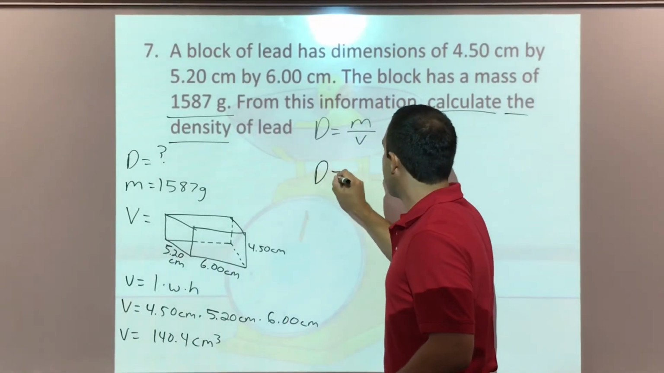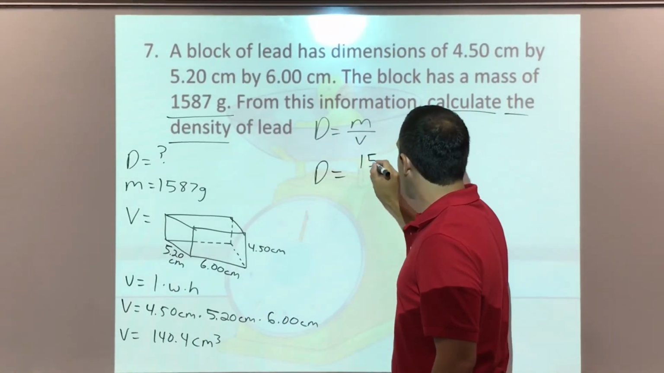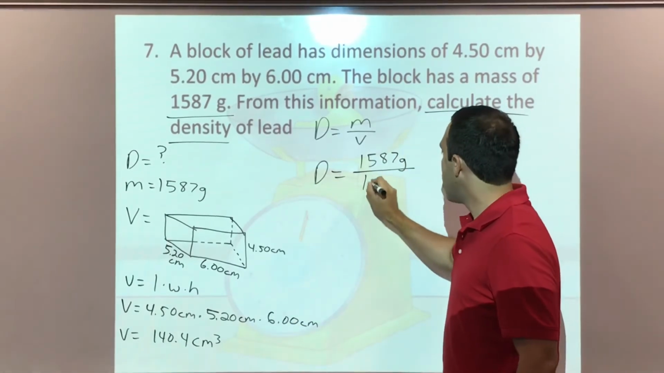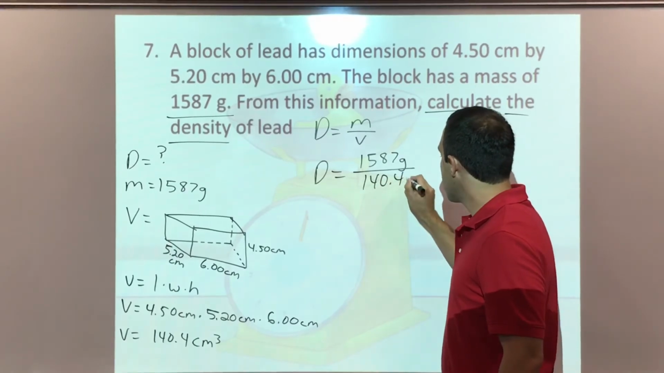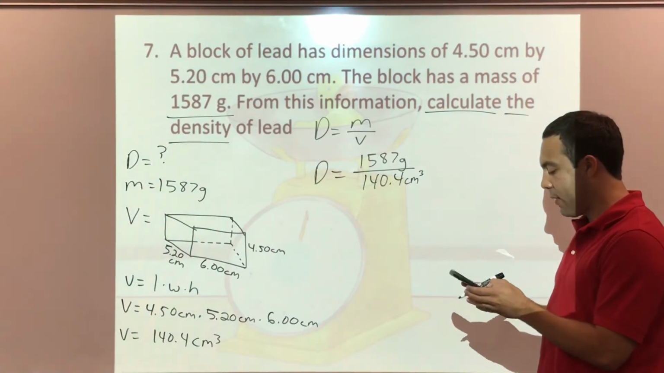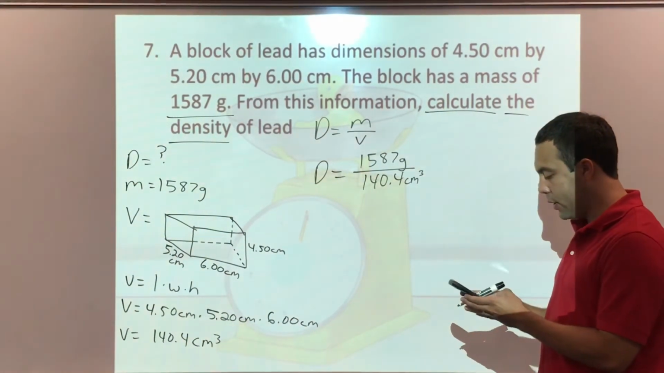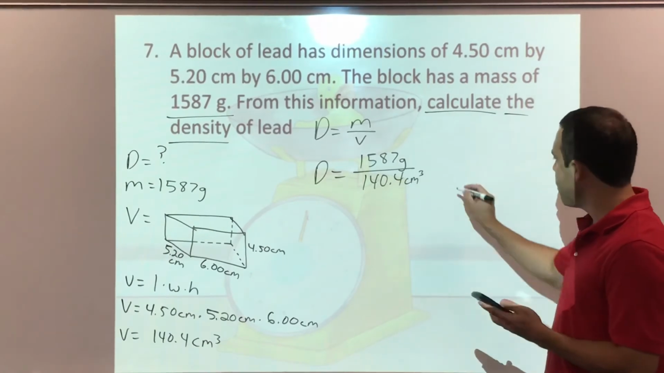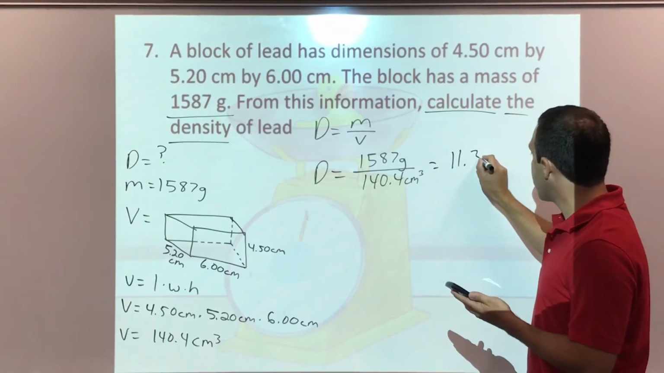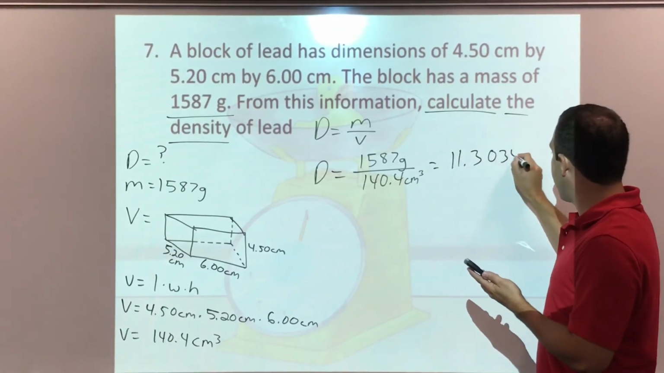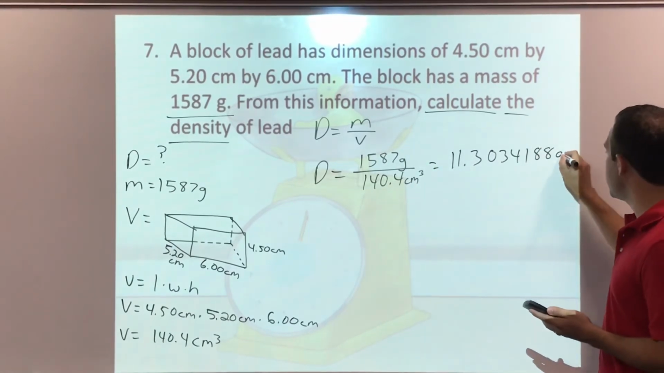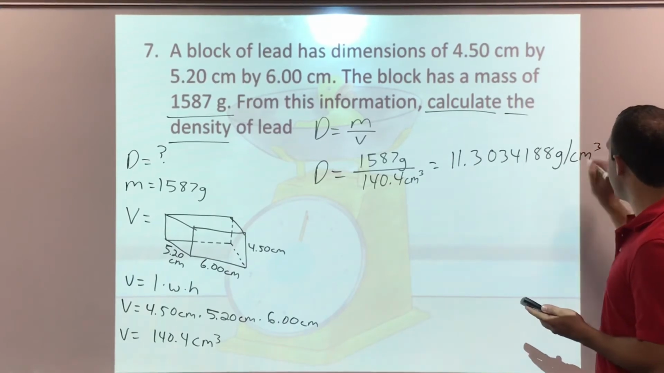So we plug in. D, we don't know, that's what we're trying to find, equals 1,587 grams over the volume, 140.4 cubic centimeters. We plug those numbers in our calculator. 1587 divided by 140.4. Hit enter. We write down every single number in our calculator. I get 11.3034188, and of course we have the units of grams per cubic centimeter.